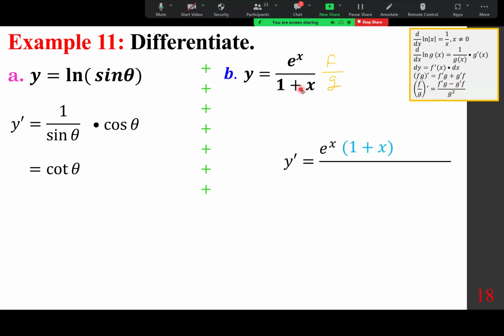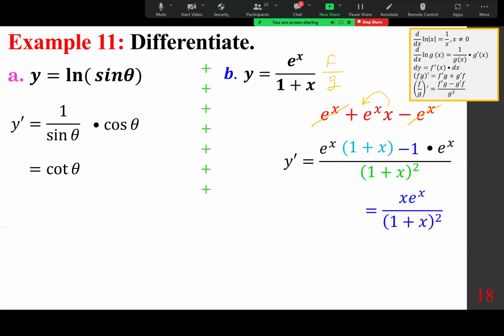Minus g prime, minus 1, times f, e to the power of x, over g squared. Put the bottom in a parenthesis and a square. And we're done with calculus. This is e to the power of x. This is e to the power of x, e to the power of x times x. This is minus e to the power of x. These two cancel each other. And the numerator, we put the x in front because that's awkward otherwise. So x e to the power of x over 1 plus x quantity squared.